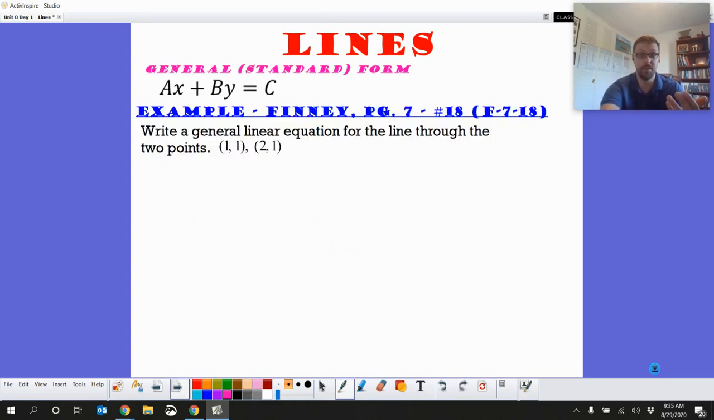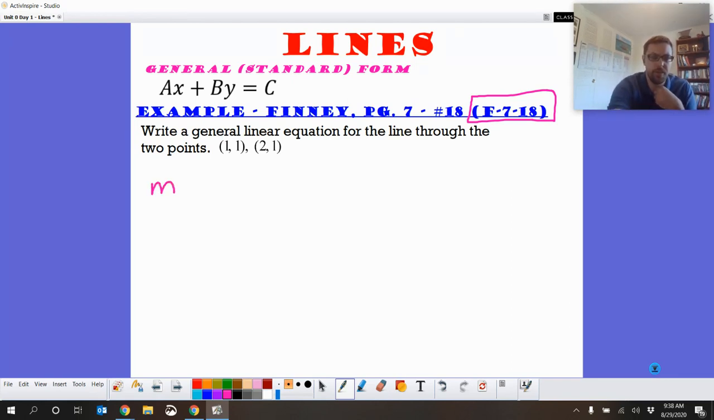So in this one, you would write down general form ax + by = c. And then to do the actual problem, you just write Finney 718. Got it? So we want to write a general equation for the line through the 2 points. First thing I want to know is slope, because we've been doing slope. So let's take care of that first.